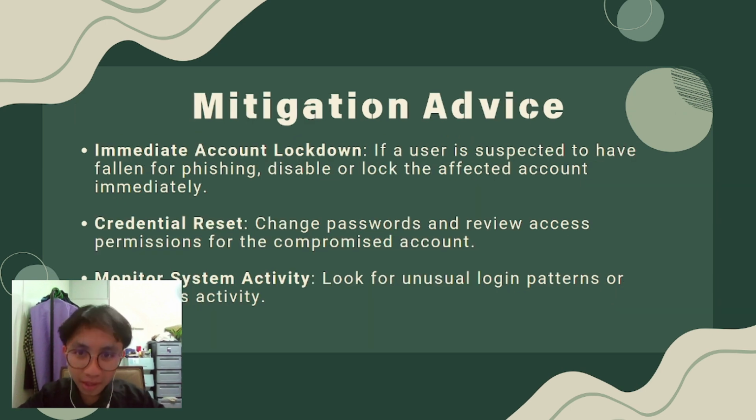Okay, lastly for the mitigation advice. So first thing first, to have an immediate account lockdown. If a user is suspected to have fallen for phishing, disable or lock the affected account immediately. Next, we can also do a credential reset, which is to change passwords and review access permissions for the compromised account. And lastly, we can also monitor system activity. We can look out for unusual login patterns or suspicious activity.